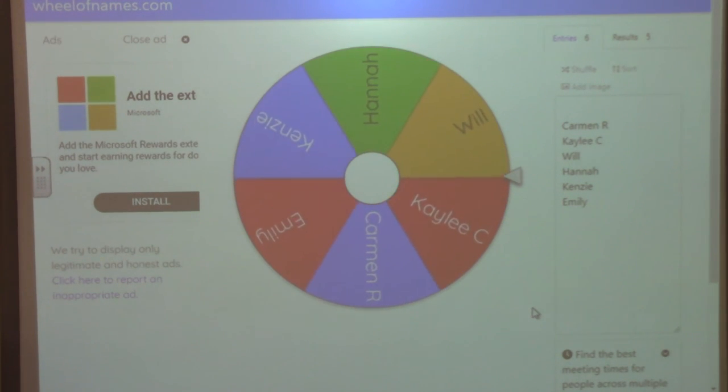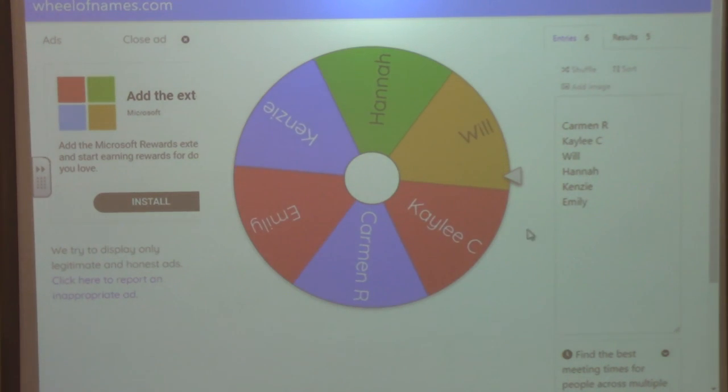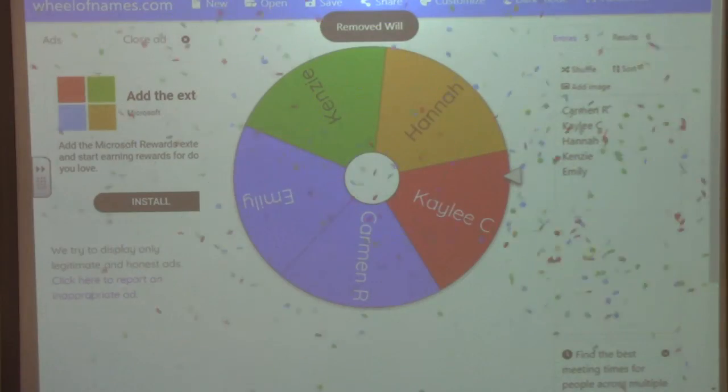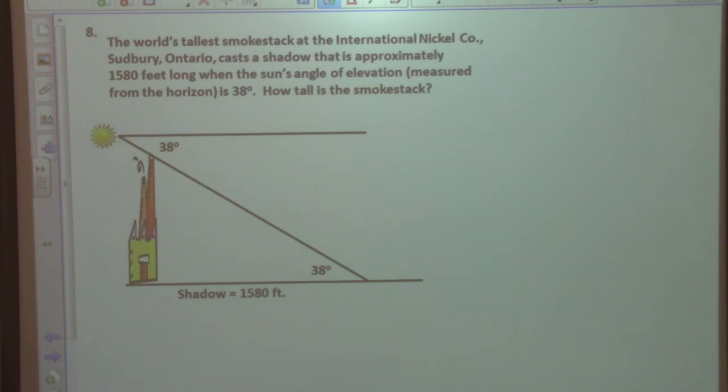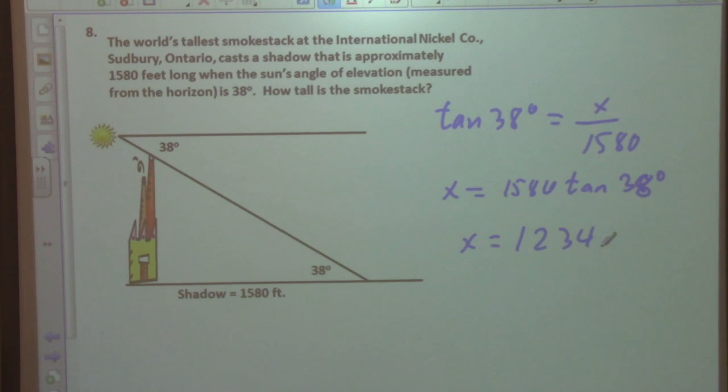So I'm going to get Will. Okay, Will, you're the man. Number 8, Will. I got tangent of 38 equals x over 1580. And rewrite that as 1580 tangent of 38 degrees equals x, which equals 1,234.40 feet.